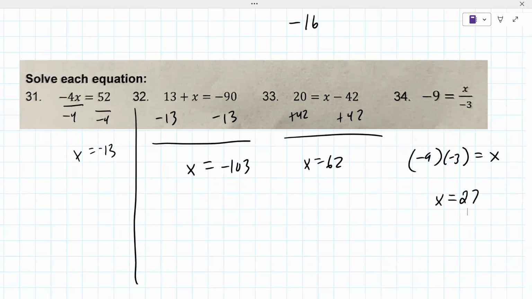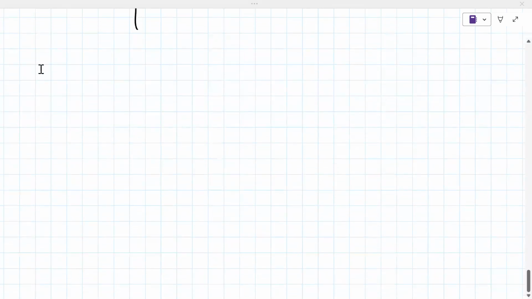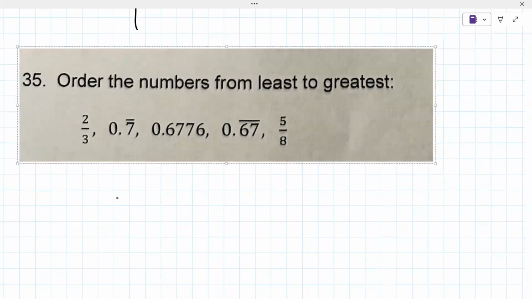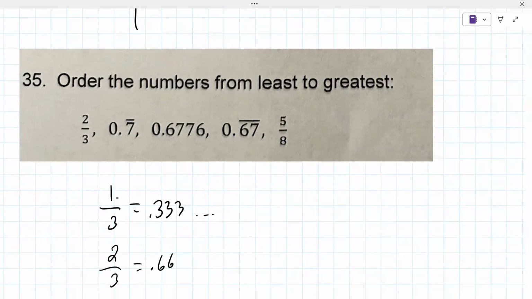And then, okay, from least to greatest. This is where I struggle a bit. So 2/3. The way to do this is to convert everything to a decimal or to a fraction. I find decimal is the best. So in this case, 1/3 is 0.333 forever, repeating. And then 2/3 is double it, 0.666 repeating.